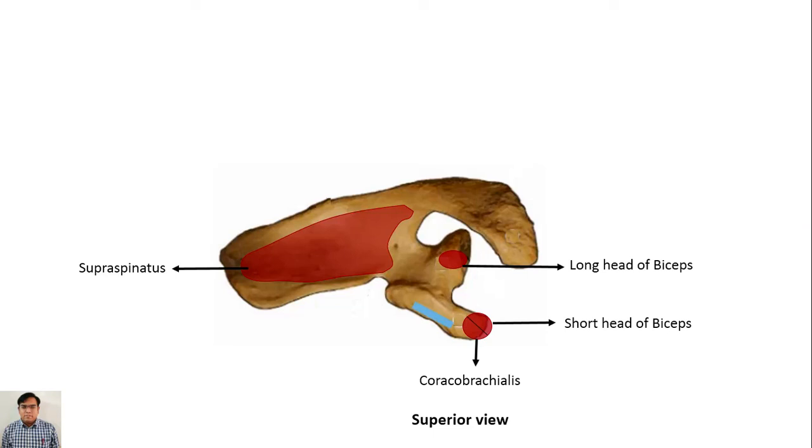This is the insertion of pectoralis minor muscle on the coracoid process. This is the origin of the inferior belly of omohyoid near the suprascapular notch.